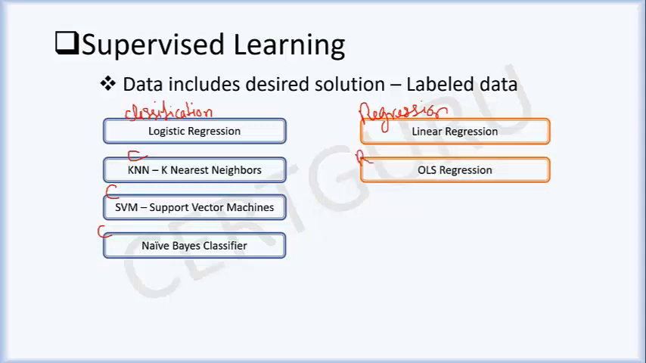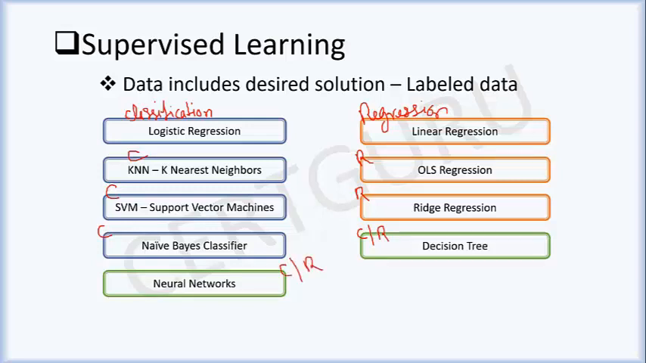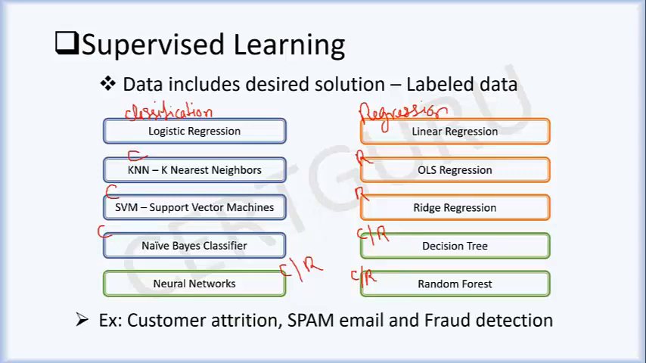OLS is also a regression algorithm and it is a simpler form of linear regression. Ridge regression is also a regression algorithm and we use it to overcome the overfitting issue in the model. It is an L2 regularization algorithm. Decision tree is both a classification as well as a regression algorithm. Neural network is also both types of algorithm, classification as well as regression. Random forest is also both classification and regression. In the random forest algorithm, we take the average of n number of decision trees for better accuracy or result.